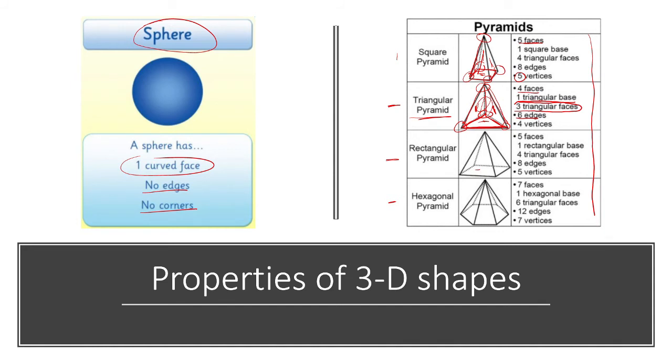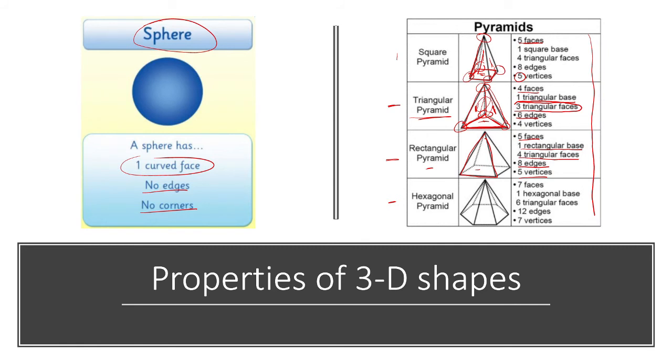All right, let's move on with the rectangular pyramid. What are its properties? You have 5 faces: 1 rectangular base, 4 triangular faces, 8 edges, and 5 vertices. You try to count and see whether your rectangular pyramid has those properties or not. Faces means this part here, like from here to here is 1 face. You count it and see whether they have that or not.